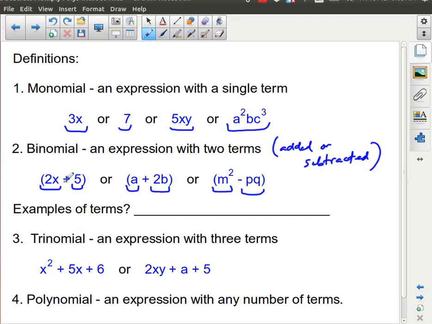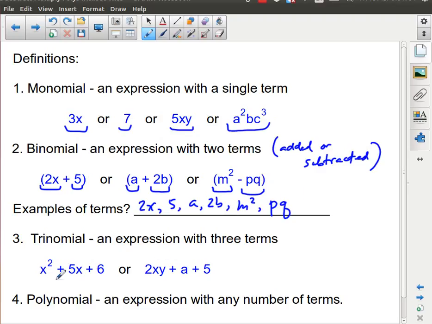So we have addition here, we have addition here, we have subtraction here. So some examples of terms: 2x is a term, 5 is a term, a is a term. 2b is a term, m squared is a term, pq is a term. The negative stands for the subtraction. PQ itself is the term.